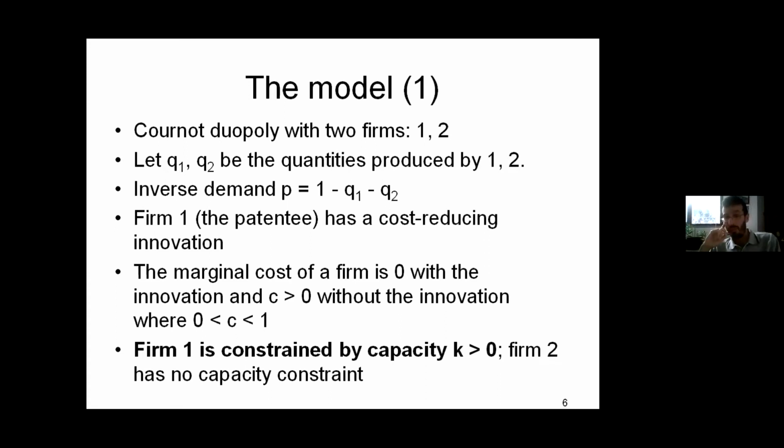without the innovation. Well, the novelty with respect to this standard model is that firm 1 is assumed to be constrained by capacity K1, by capacity K.